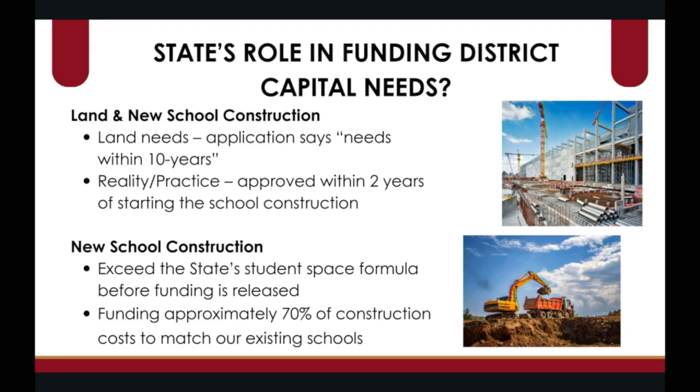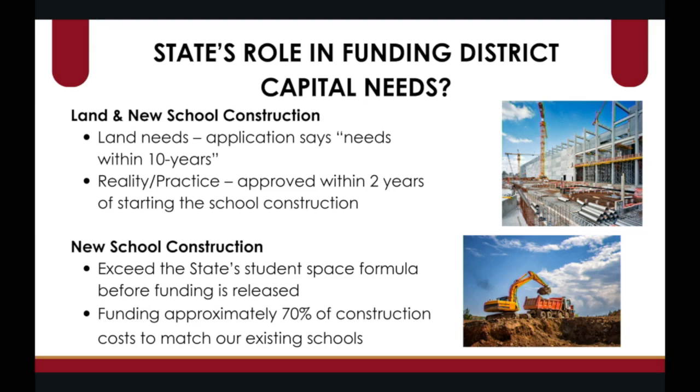So, land and new school construction. The State School Facilities Board application says if you need that land within 10 years, you can apply for it, but the reality and practice of what they fund is within 2 years of starting the new construction. So we do have the land for the next school on the bond as a backup plan, because the state has turned us down already once for land, so that we can make sure we secure land.